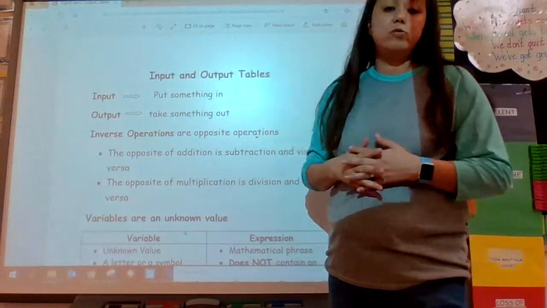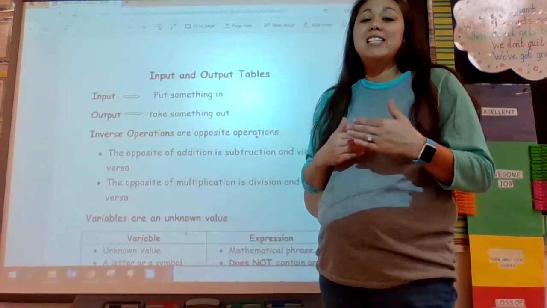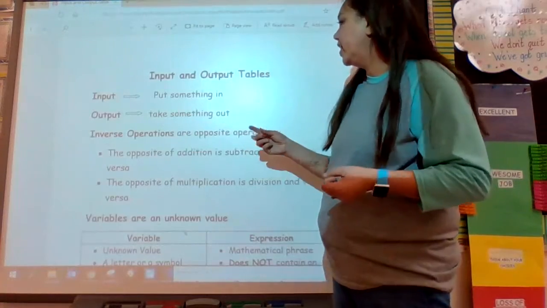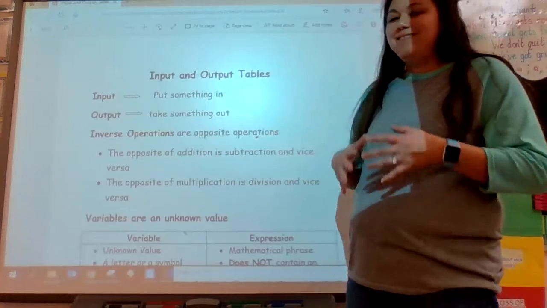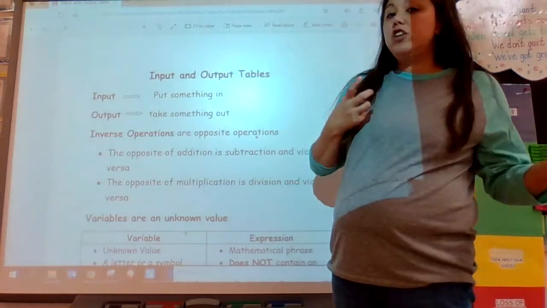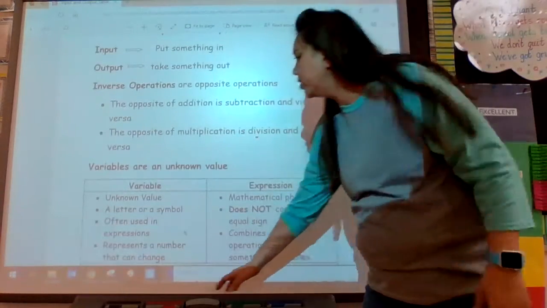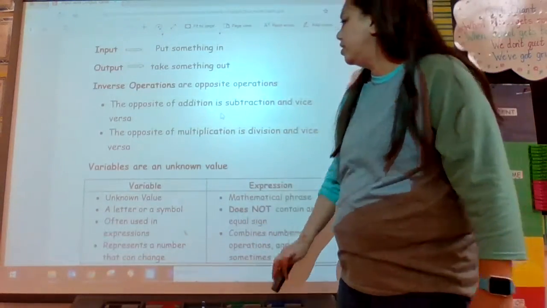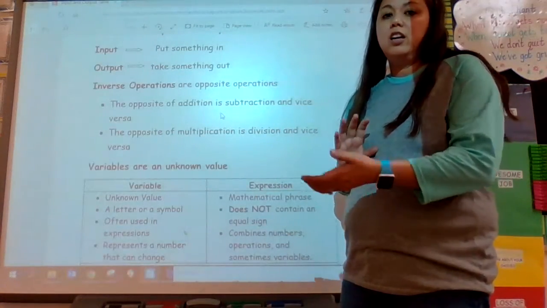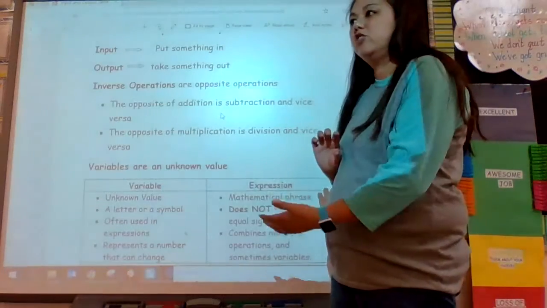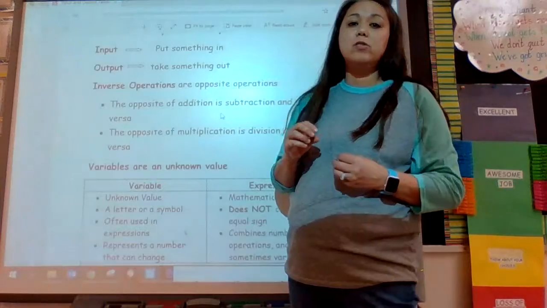And operations, we've learned this year, is kind of like a doctor operating. What are they doing? They're adding, subtracting, multiplying, dividing. Okay? So inverse operations are opposite of each other. They undo each other. So here's what they are. For example, here's the opposite of addition is subtraction. Okay, subtraction undoes addition, just like addition undoes subtraction. That's why we can check answers that way.